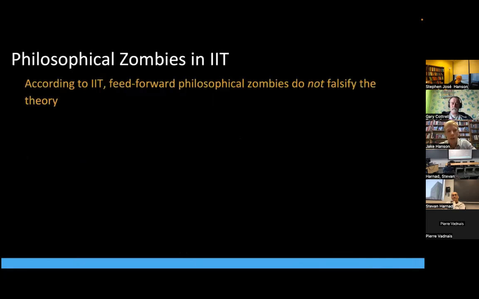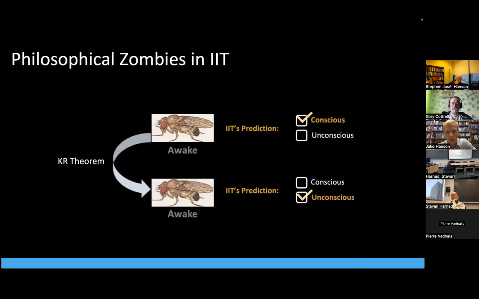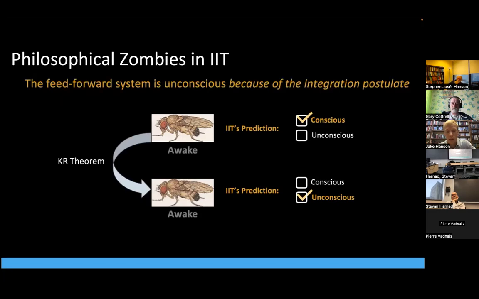The problem is that IIT allows philosophical zombies. According to IIT, the fruit fly that's awake is conscious, but if you get rid of all the feedback, it's unconscious. So basically, the feed-forward system is unconscious because of the integration postulate. That's how it's justified in the theory. But the problem is that that was the whole point of this paradigm, to test the integration postulate. So we've come full circle, in that the integration postulate is used to defend the results from the test of the integration postulate.